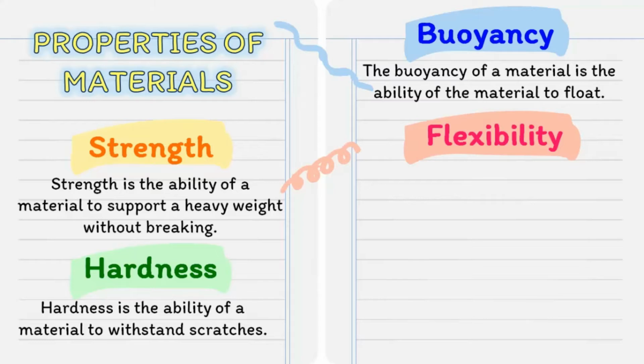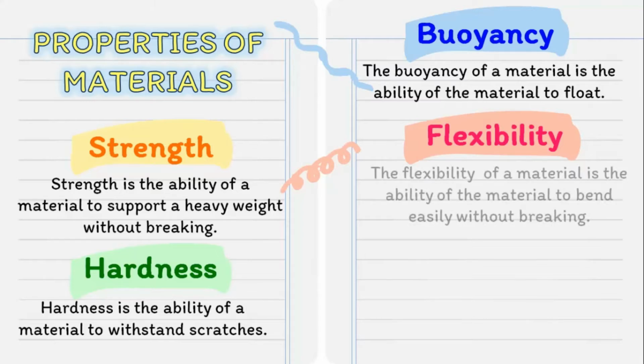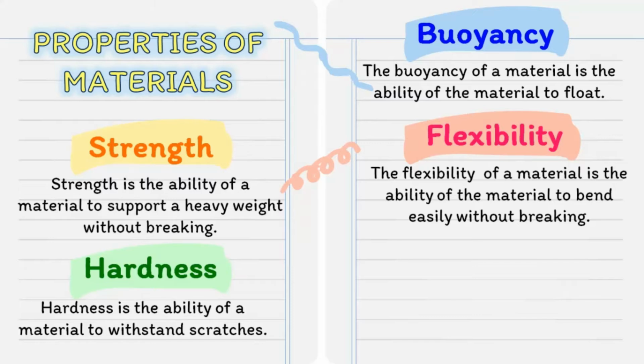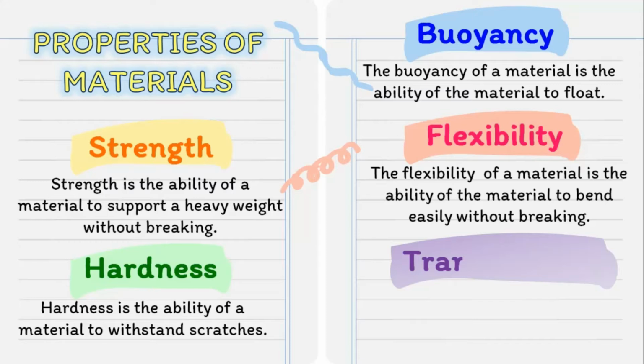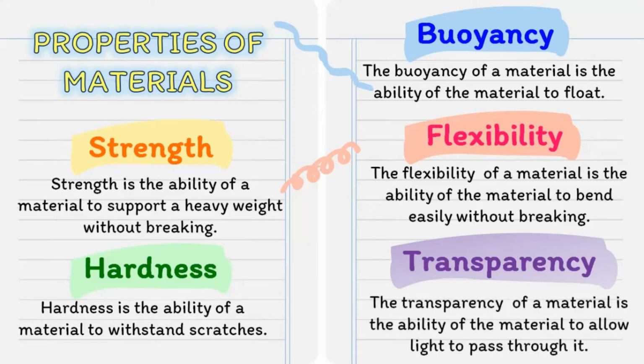The fourth one is flexibility. The flexibility of a material is the ability of the material to bend easily without breaking. And the last one is transparency. The transparency of a material is the ability of the material to allow light to pass through it.